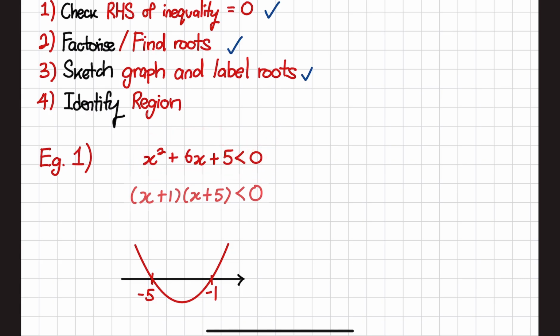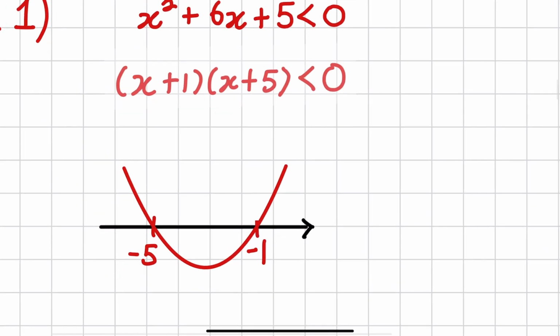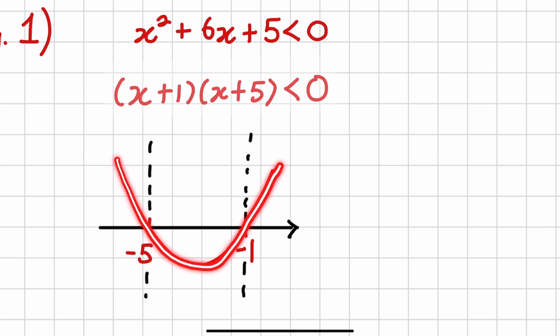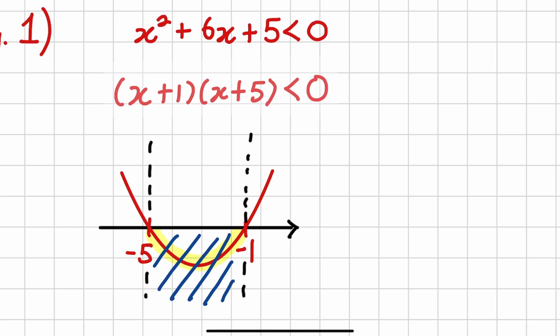Less than means below. So if I look at this graph over here, maybe I can draw lines to help me visualize better. I break this apart based on the -1 and -5. This is my graph. The part of the graph that is below the x-axis, if I highlight it in a different color, is this part over here. This shaded part is the region below the x-axis.